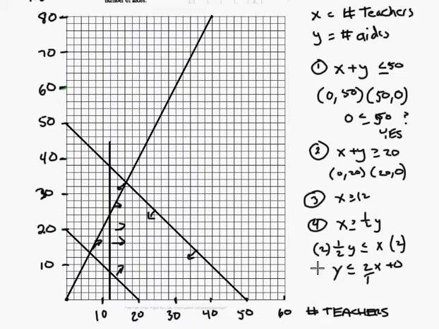And this is less than, so my shading is in this direction. Let's see if I can get this right. My shading is in this direction. So if I had to pick a common shaded region right now, it would be right here.